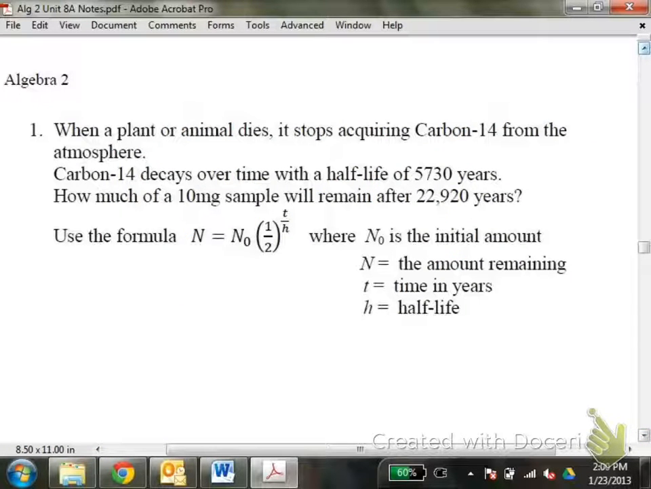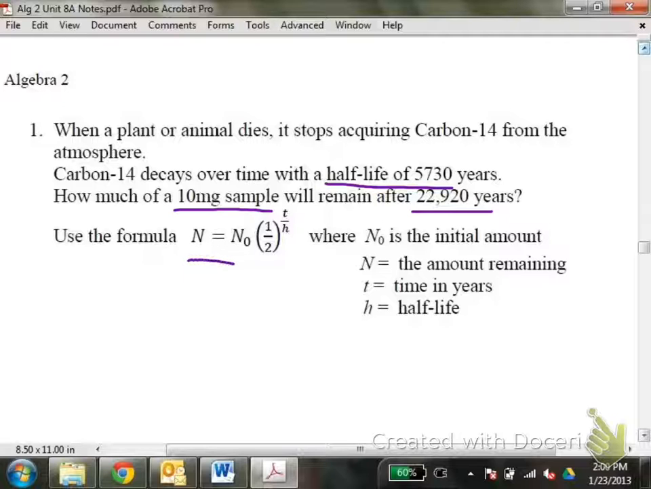All right. When a plant or animal dies, it stops acquiring carbon-14 from the atmosphere. So this has to do with decay. Carbon-14 decays over time with a half-life of 5,730 years. So you probably need to write that down. How much of a 10 milligram sample, so that's how much we started with, will remain after 22,920 years? So that's your time.